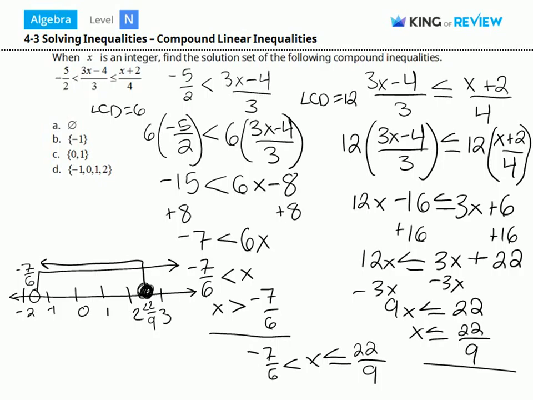So I'll use red to show the intersection of the two inequalities. So this area in here is the intersection between the two inequalities. And we're looking for a solution set that includes integers. So let's look at the intersection of our two inequalities and find the integers within that intersection. So we have negative 1 here, we have 0, we have 1, and we have 2. So our solution set is negative 1, 0, 1, and 2.